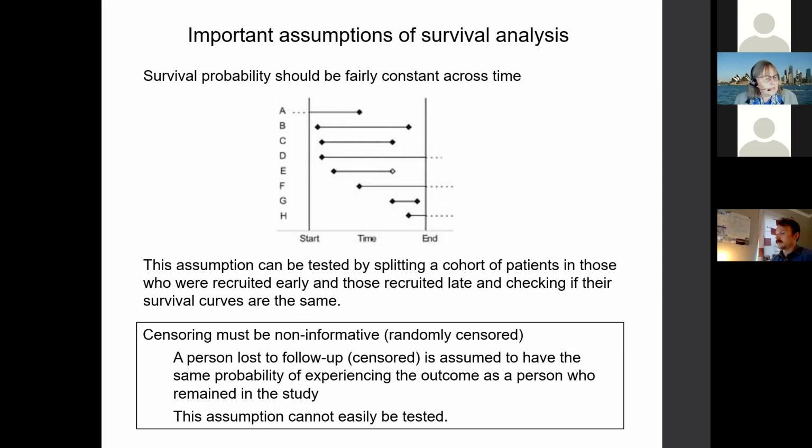Now, another assumption is that the censoring of the people who are lost to follow-up or don't experience the event is non-informative, that it is random. You want to assume that the person who is censored has the same probability of experiencing the outcome as a person who stayed in the study. And there are ways that we can try to assess that, but it's not as easily tested as splitting the time for looking at risk over time.